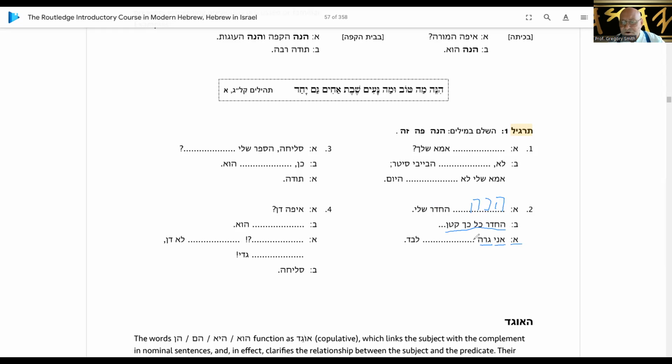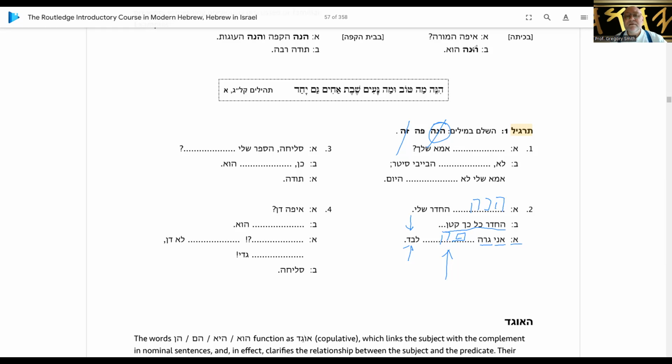Okay, and then here's this. Ani gara, I dwell, blank. I think that's lavad, which means alone, so I dwell here alone. So I'm thinking, see, hine is used at the beginning, so that's out. And we're not pointing something out like zeh, so I think it's going to be po. Okay, so that's got to be po. Ani gara po lavad. Let's see if it makes sense. Yeah, I live here alone. Ani gara po lavad.